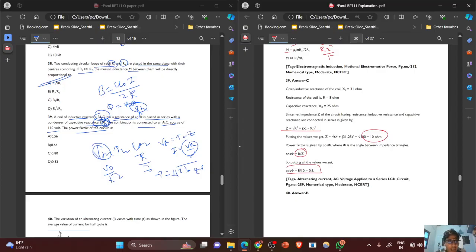It is asking about the power factor, not the power. So just calculate cos phi, which is equal to R by Z. You know R, you just need to calculate Z. It's a basic question. C is your correct option.